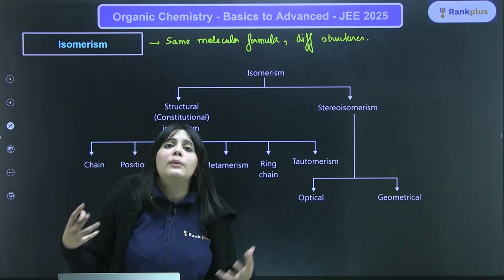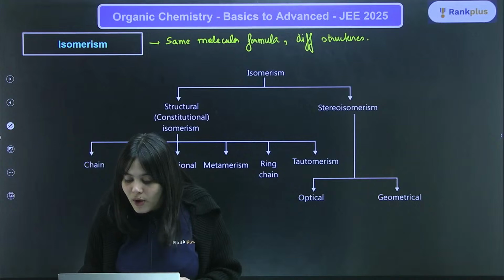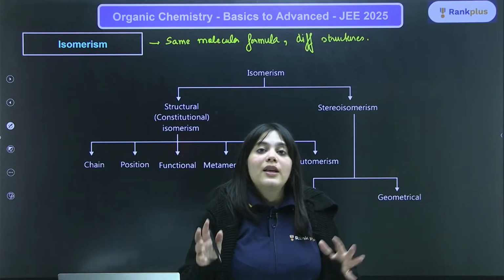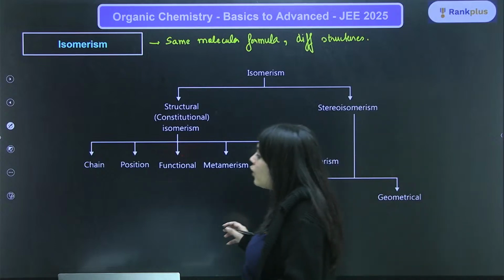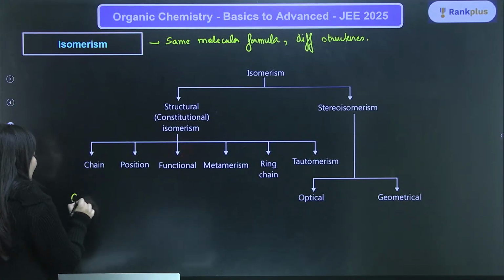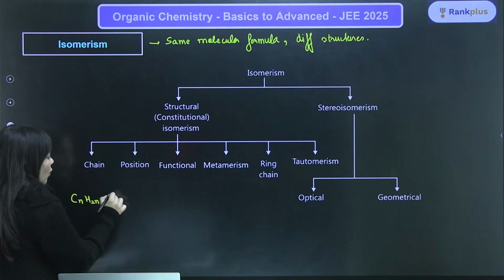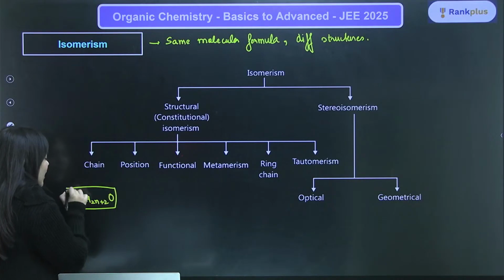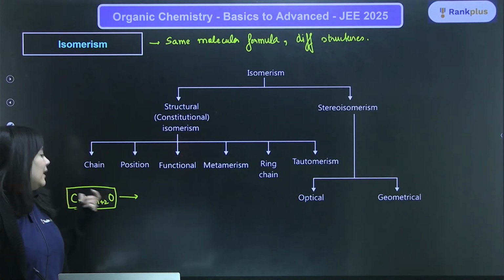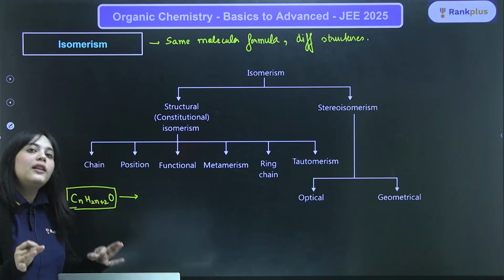They have the same molecular formula. I taught you the molecular formulas of so many things, right? Now isomers are those which have the same molecular formula. For example, if I've written CnH2n+2O, right? This is the general formula of which functional group? Who can tell me?